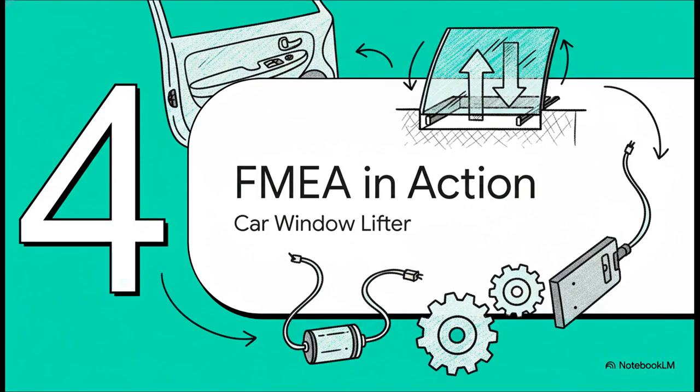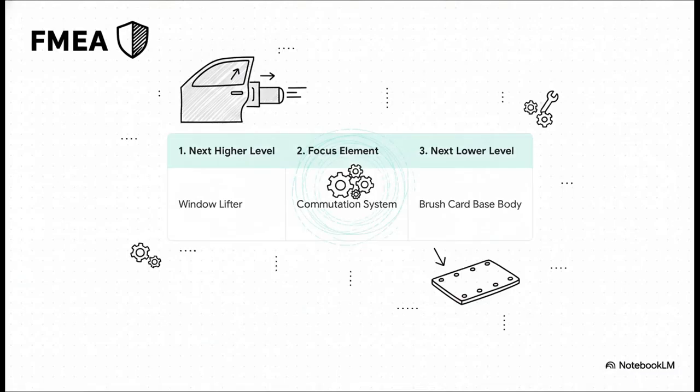All right, theory is one thing, but let's make this real. For our last section, let's watch FMEA in action with a simple example from the source material, a car window lifter. So in step 2, the structure analysis, the team just breaks the product down into its pieces. The big picture item is the window lifter. They decide to focus on one part inside it, the commutation system. And within that, they're looking at a lower level component, the brush card base body.